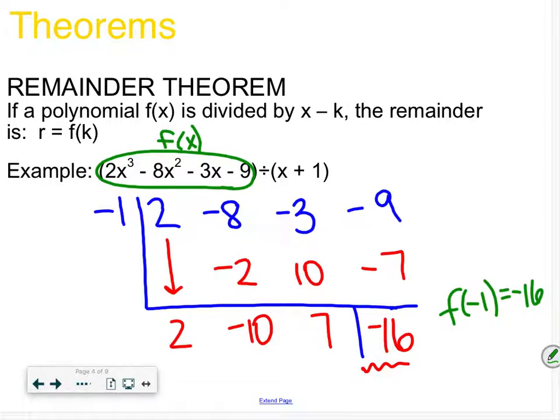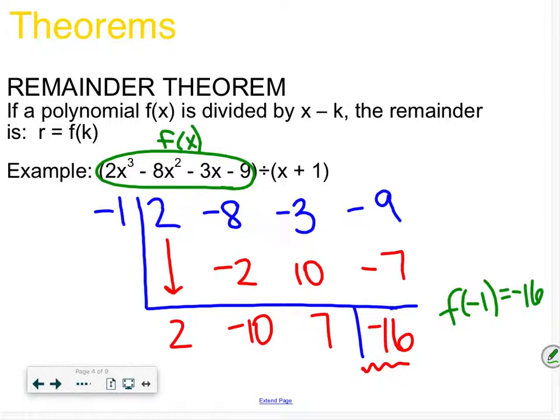I mean, maybe not since it was negative 1. But maybe with something like 5, where I don't really want to cube 5 and square 5 and then subtract those, you know what I mean? Plugging into synthetic division gives us the same thing. Okay. Does that make sense? Questions?